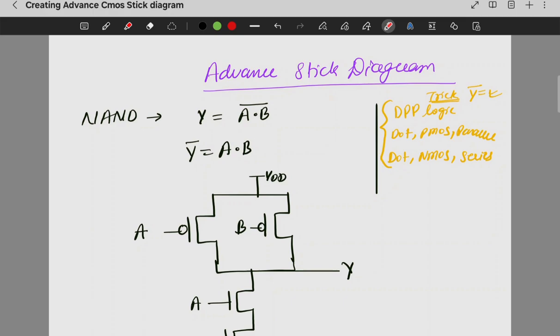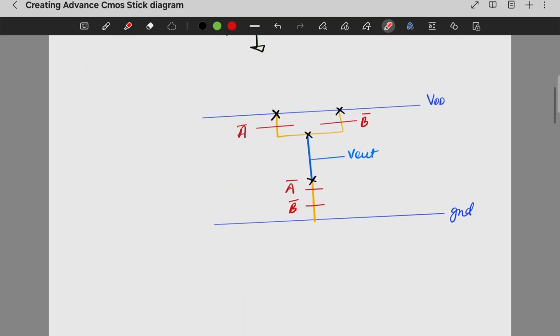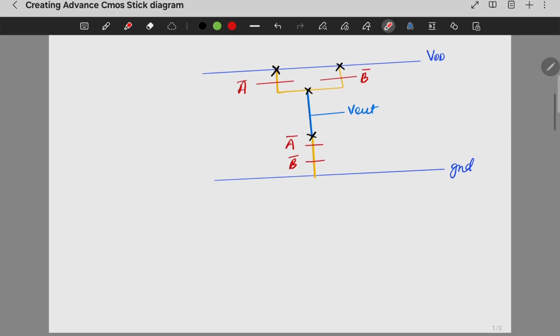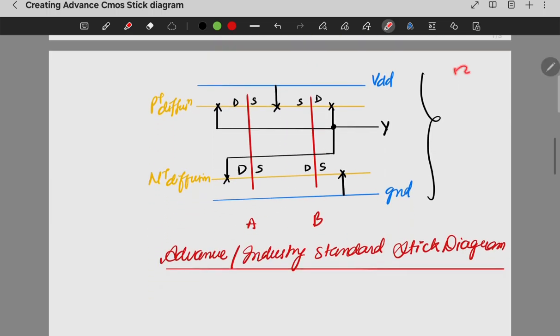In this video, we are going to discuss the advanced CMOS stick diagram. Now, I have already discussed the stick diagram, but why should we go for an advanced one? Because the earlier one is okay for writing in an exam and getting marks, but that stick diagram is not as close to our layout. For that purpose, this type of stick diagram, which is an industry standard, or we can say the advanced stick diagram, is used.